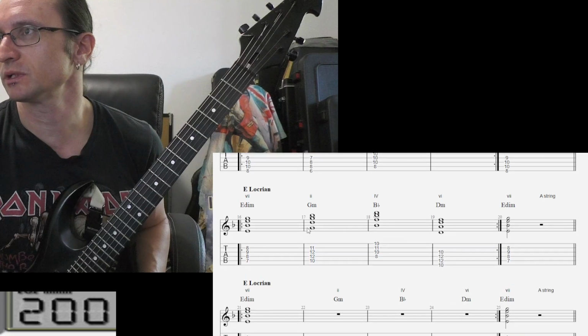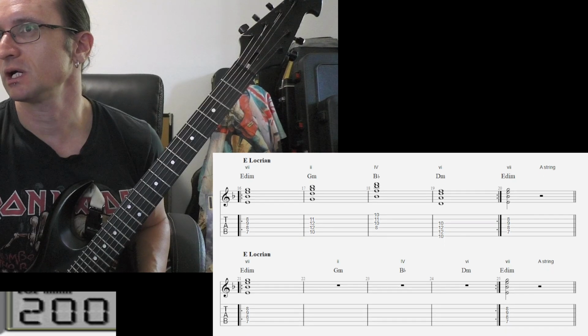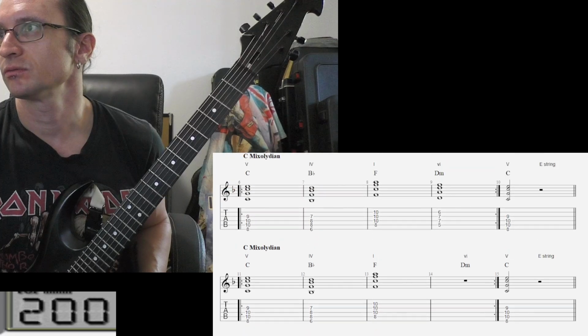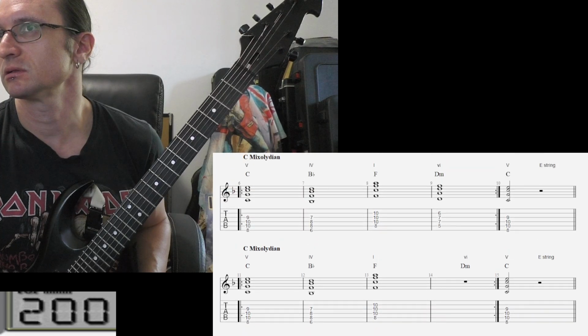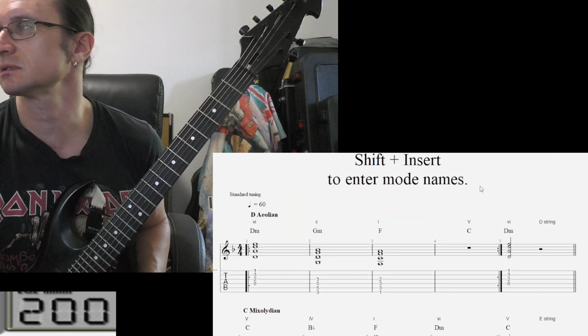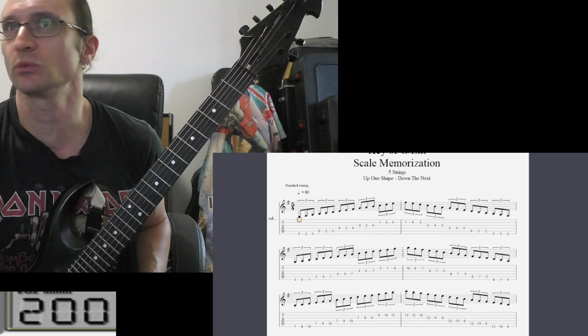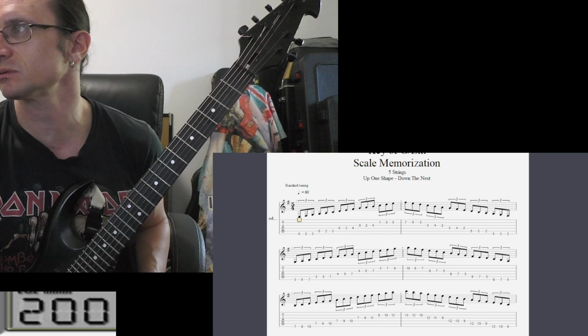So the E Locrian mode, or E Locrian progression: find new places for those three chords. For the C Mixolydian, find a new place for that chord, and that is it. Alright, so to the newest stuff: the string memorization will be 5 strings at a time now.